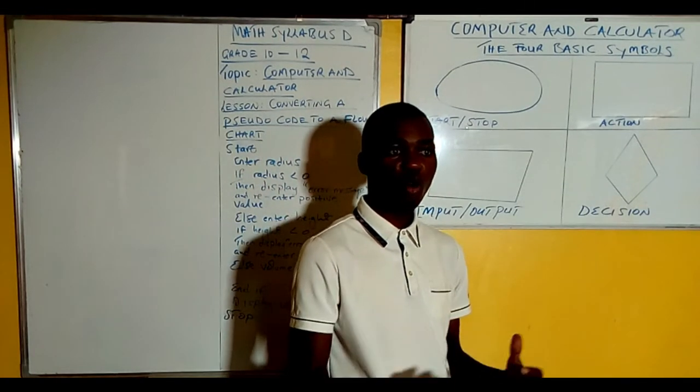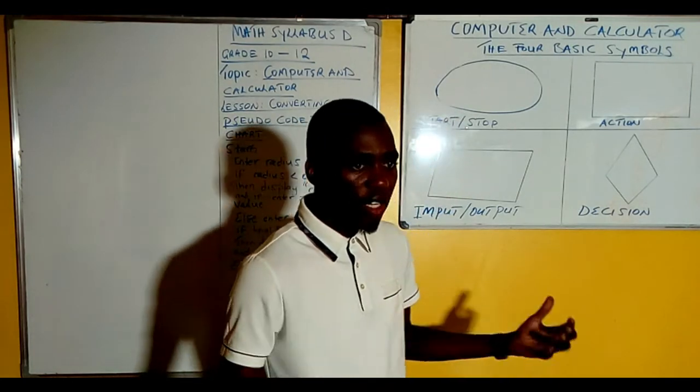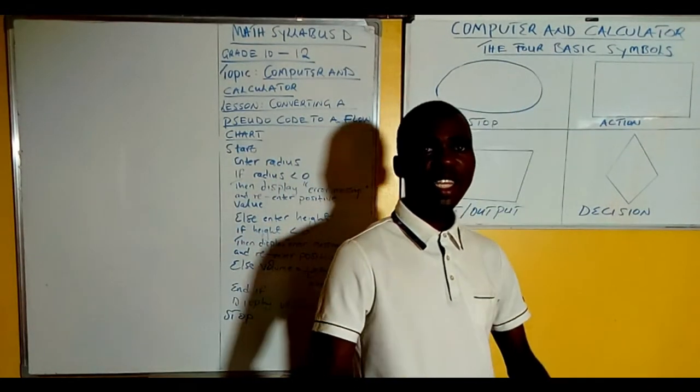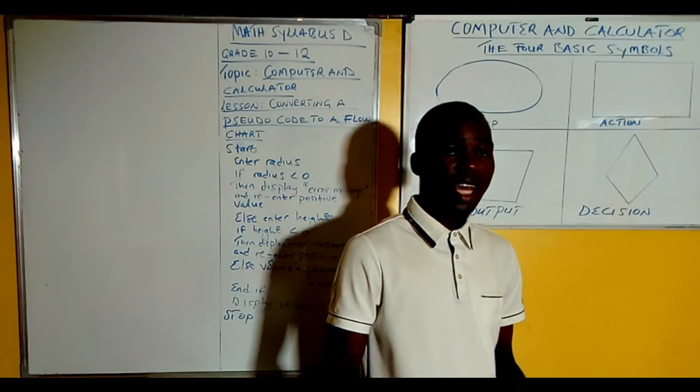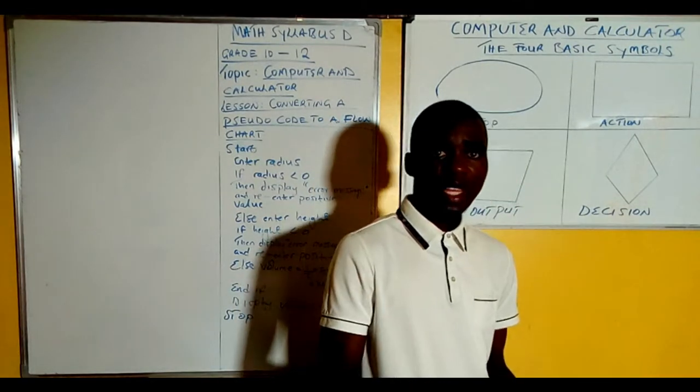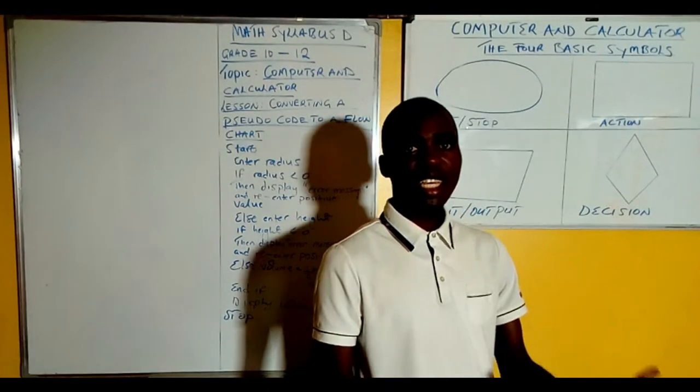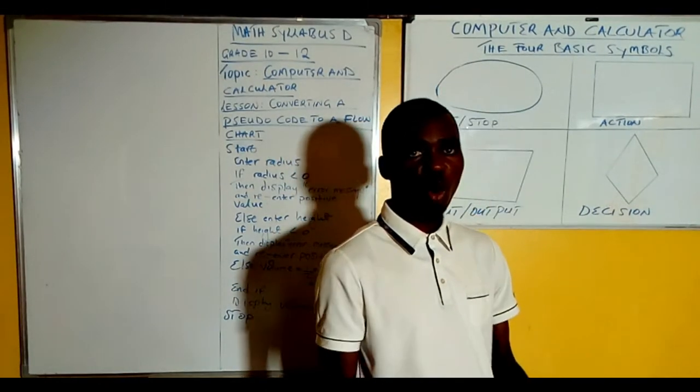So before we can dive into solving the question, just a quick reminder of the 4 basic things that you have to know about computer and calculator. So you already know what a computer is. It's simply any electronic device that can be used to input data, for processing data, for storing data, and so on and so forth.